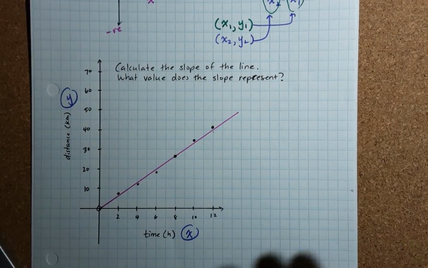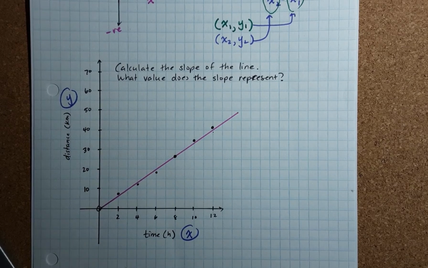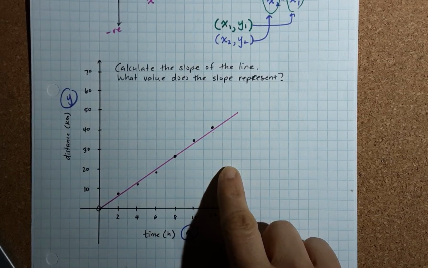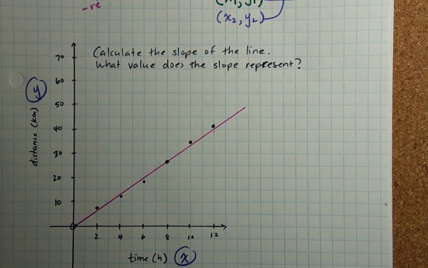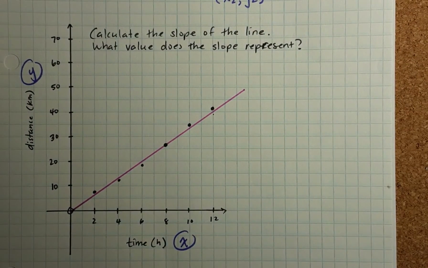So let's calculate the slope of the line. To do this, we need points on the line. So the first thing we need to do is locate 2 points on the line. Now, I know that your graph paper maybe doesn't have the lines come in very well. So hopefully we can find these points together. Okay, I'm gonna zoom in here. So what I want to do is take a look.